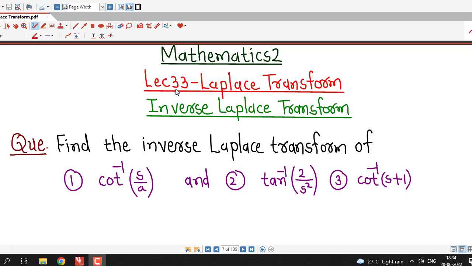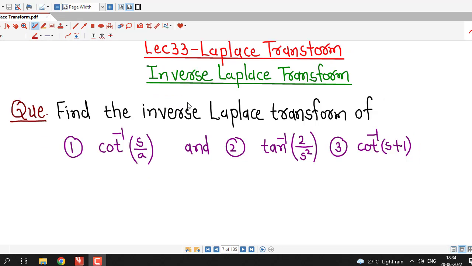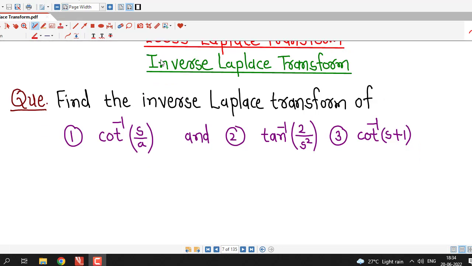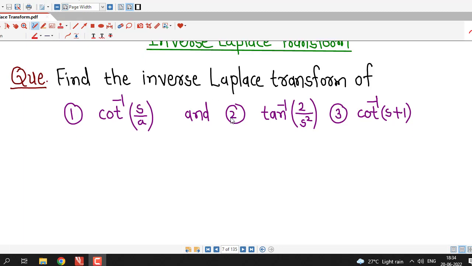Hello friends, I welcome you in lecture number 33 on Laplace transform. In this lecture we will discuss this question on finding the inverse Laplace transform of these three functions.